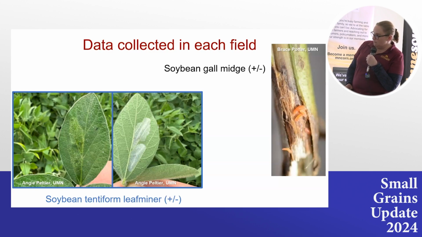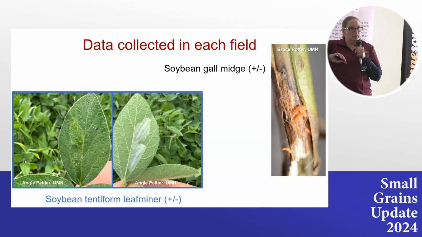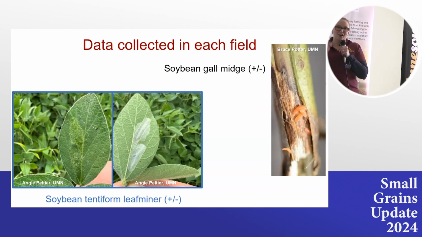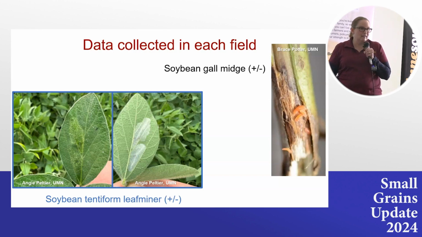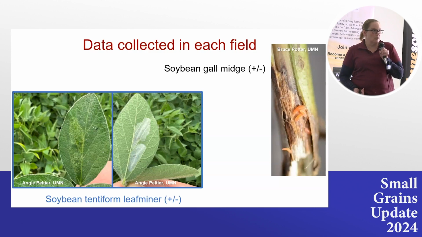One thing that we did find, unfortunately, is something called soybean tentiform leaf miner. If you're like me and you get into a field, you're trained to keep flipping those leaves over and looking at the underside, because that's where you're going to see all kinds of unhappiness. When you come across something like this, it really catches your attention because it's not like anything I had ever seen on a soybean plant before. So this is a new pest. It was found for the first time in 2021 in the southeastern part of the state.